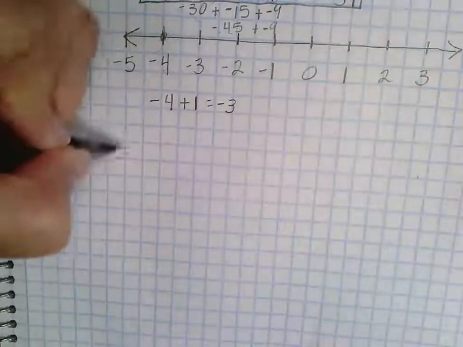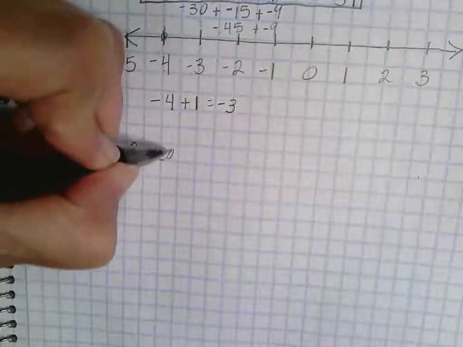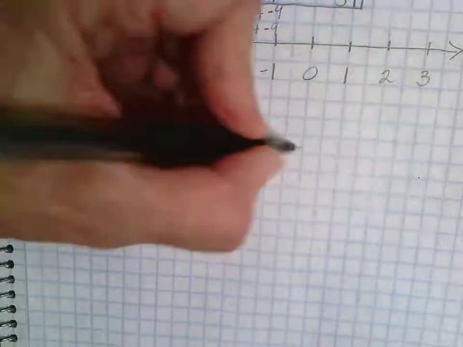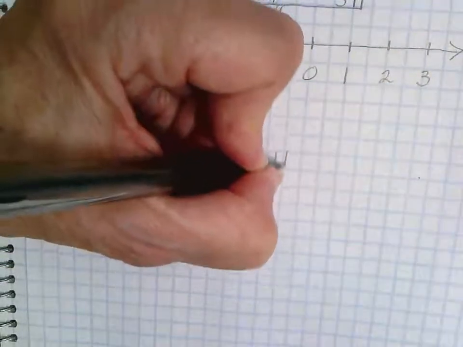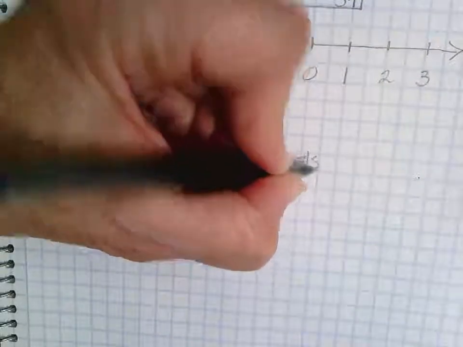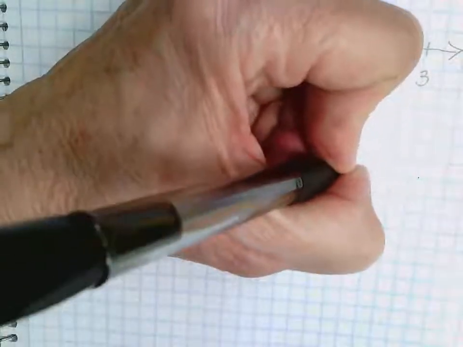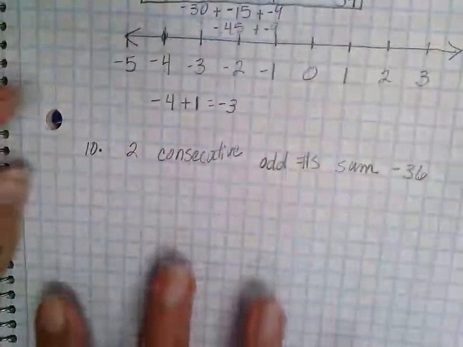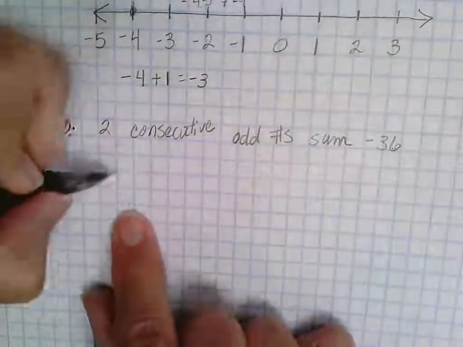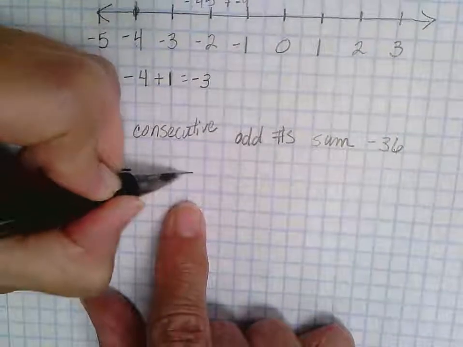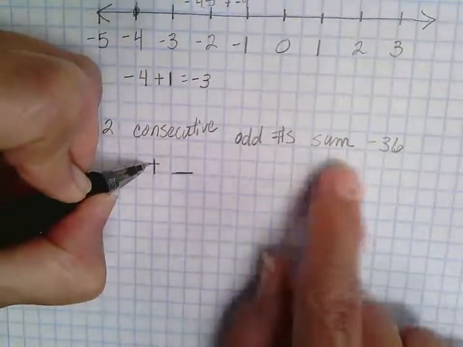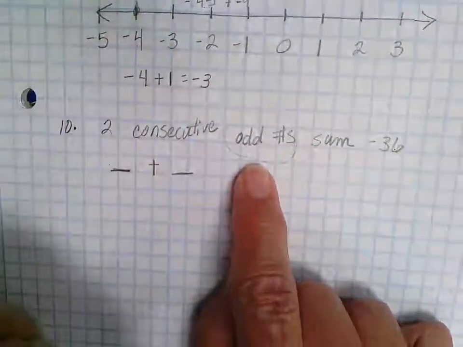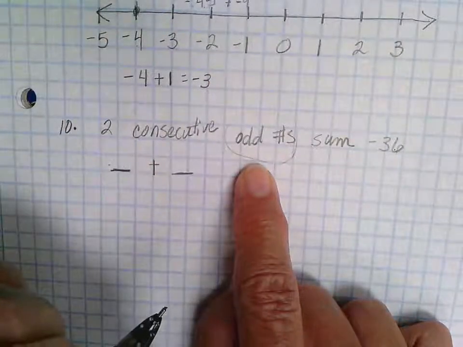So let's look down at number 10. Number 10 is asking for 2 consecutive odd integers whose sum is -36. So 2, I only need 2 of them, yay. Sum, I'm adding, but these are odd, so I'm going to be skip counting.